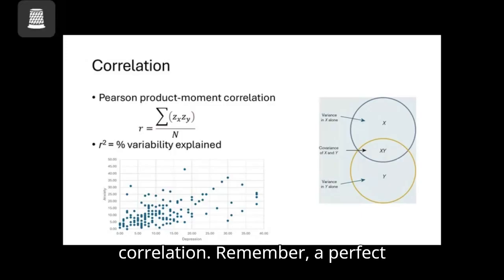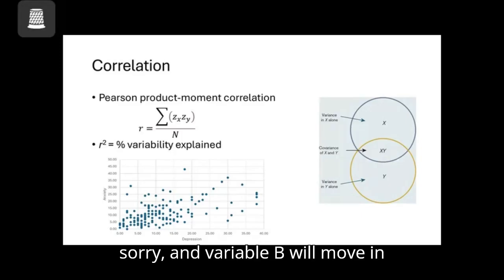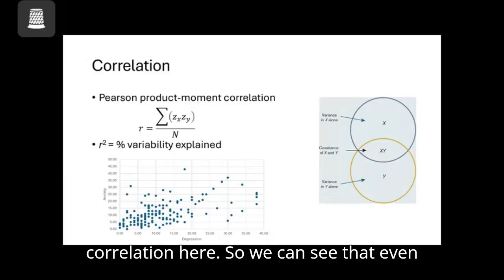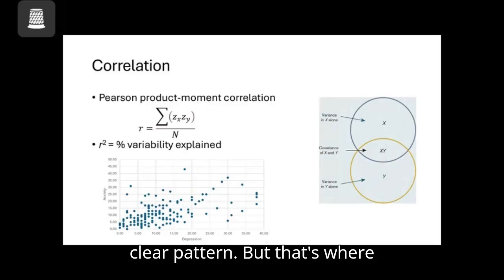which is a pretty strong correlation. Remember, a perfect correlation would look like a straight line of all of these points because variable A and variable B would move in lockstep. We have a really strong correlation here, so we can see that even though it's not perfect, there's a pretty clear pattern. But that's where correlations end.